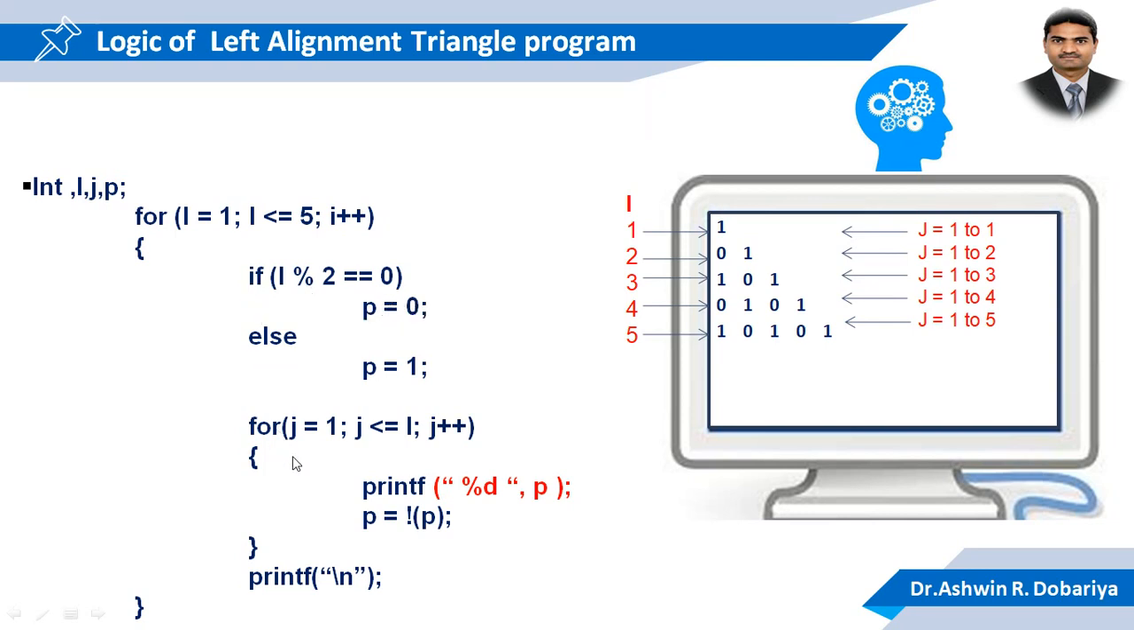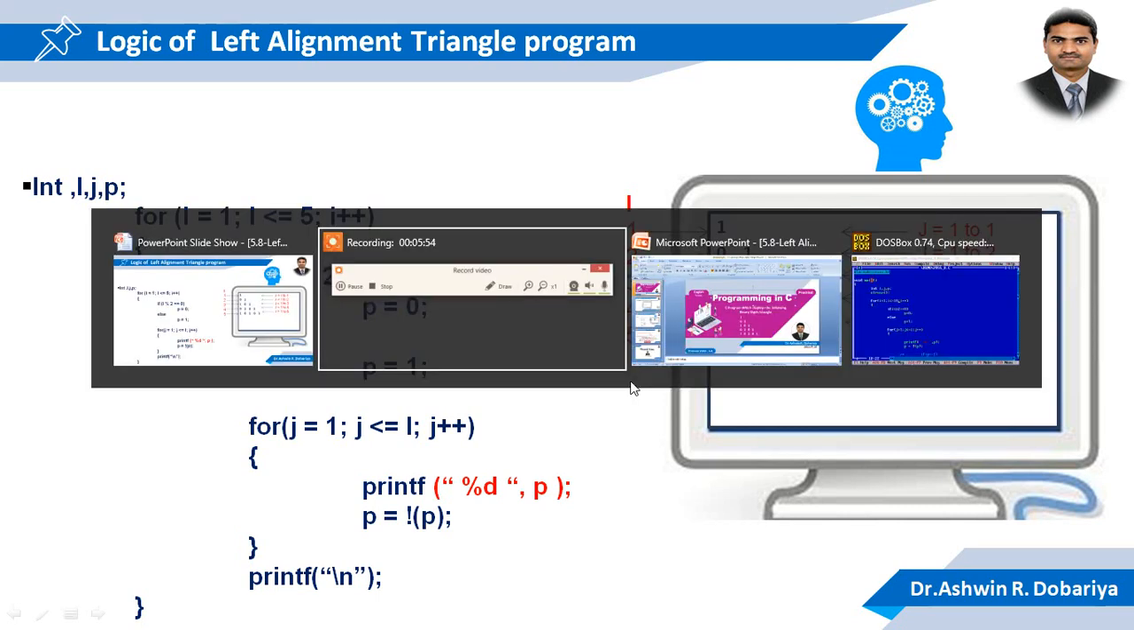Now here j starts from 1 and j is less than or equal to 2, so this loop will execute 2 times. First time p is assigned to 0, so it will display 0. Then 0 converts into 1 because here we are using the not operator, and again j becomes 2, then it will display the value of 1. Again 1 becomes 0. So in that way this loop will execute, and in that way we can display this kind of binary triangle.